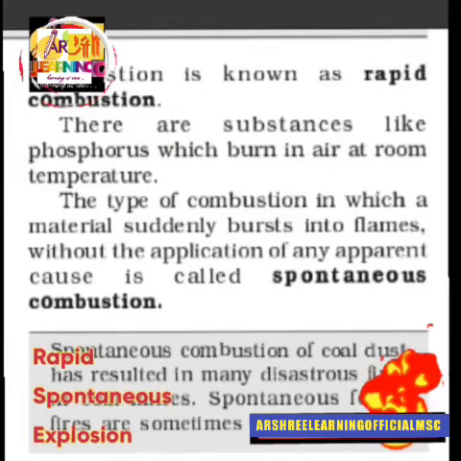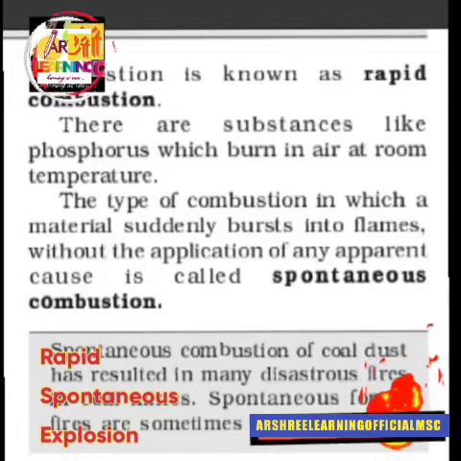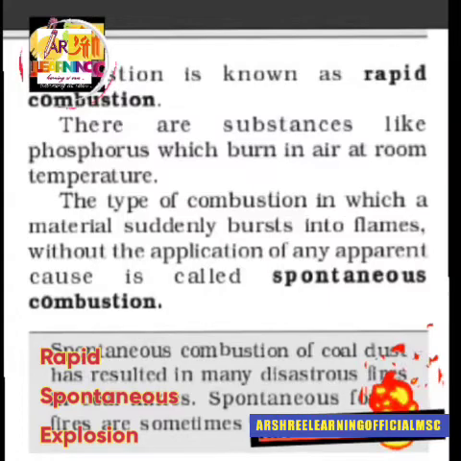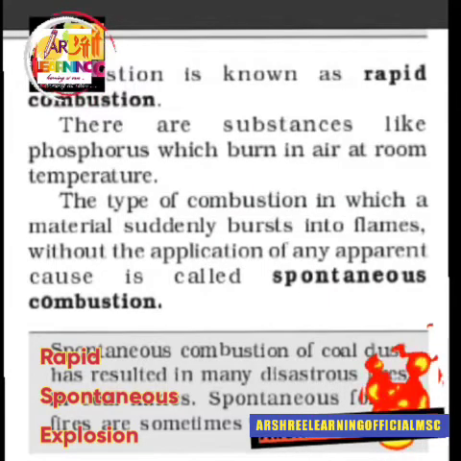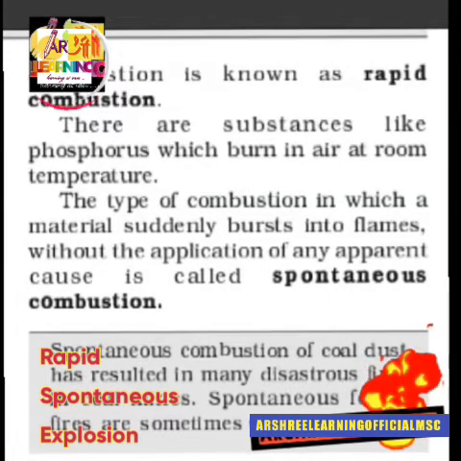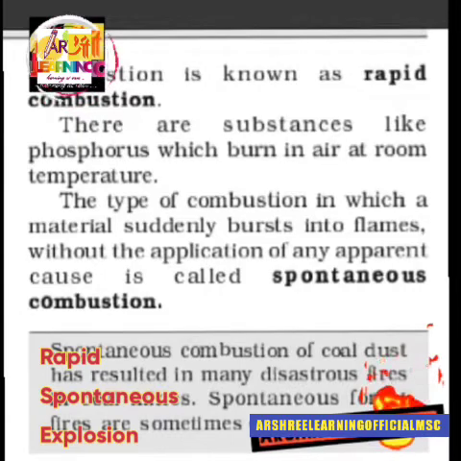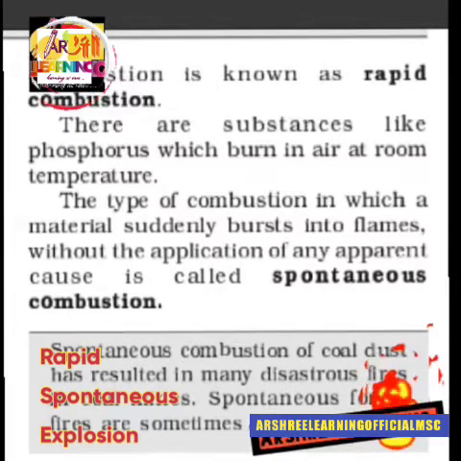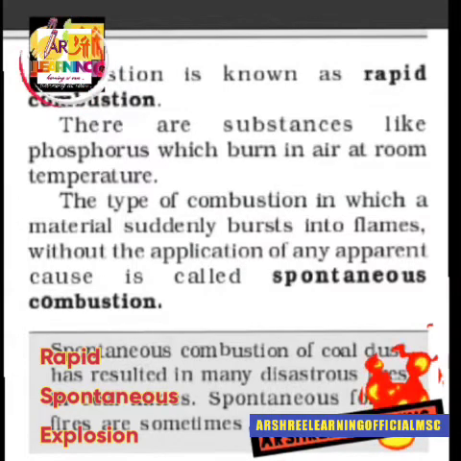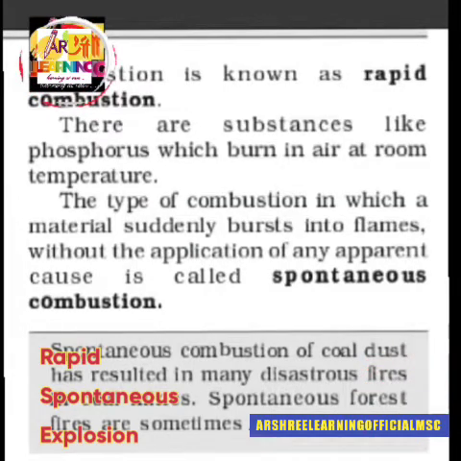The first type of combustion is rapid combustion. Rapid, the word itself, means quick. So when the burning takes place very quickly, it is called rapid combustion. There are substances like phosphorus which burn in air at room temperature. Those substances which burn very quickly are said to have rapid combustion, like the burning of LPG gas. As soon as you bring a matchstick near it, it catches fire.